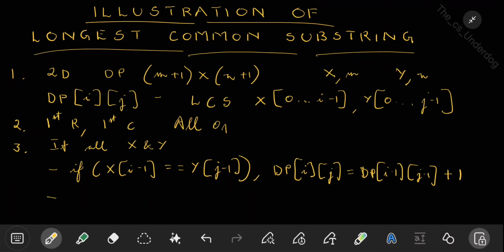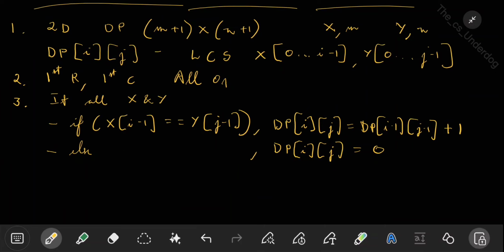What is the other case? The else case: if these are not matching, then dp[i][j] should be equal to 0, because a substring should always be contiguous. If the letters do not match, it is not possible to have a common substring, so the length of the common substring is 0. So this is the algorithm. What is the last step? Once you complete this, you have to find whichever is the maximum value in your complete DP table. That is the length of your longest common substring. This is the algorithm.